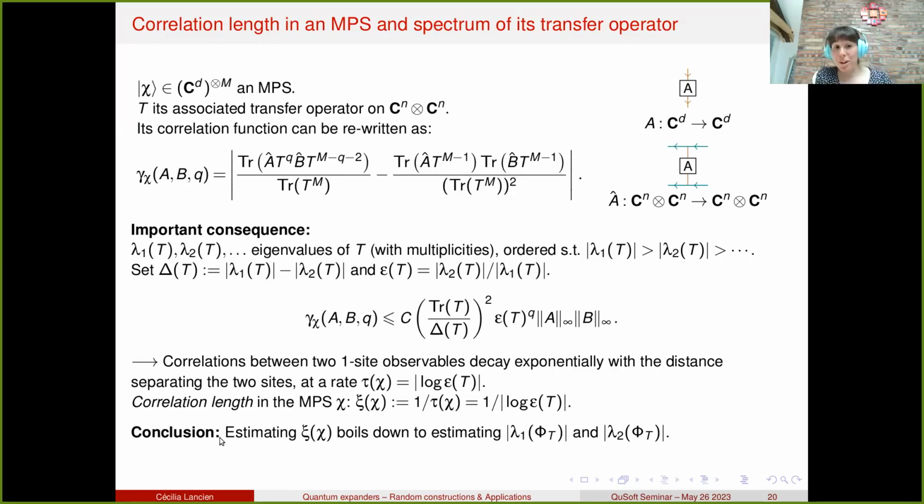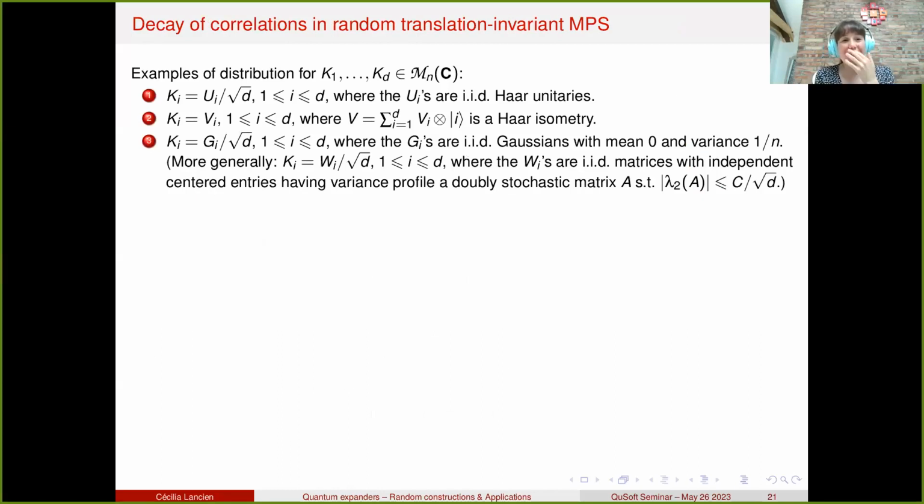And what we see from here is that if you want to estimate this correlation length, then it really boils down to estimating the largest and second largest eigenvalues of this transfer operator T, which is exactly the same as estimating the largest and second largest eigenvalues of the corresponding quantum channel phi T, and which is something that we know very well how to do, as I explained at length in this talk. And for a lot of distributions for my operators K1 to KB, I can do it.